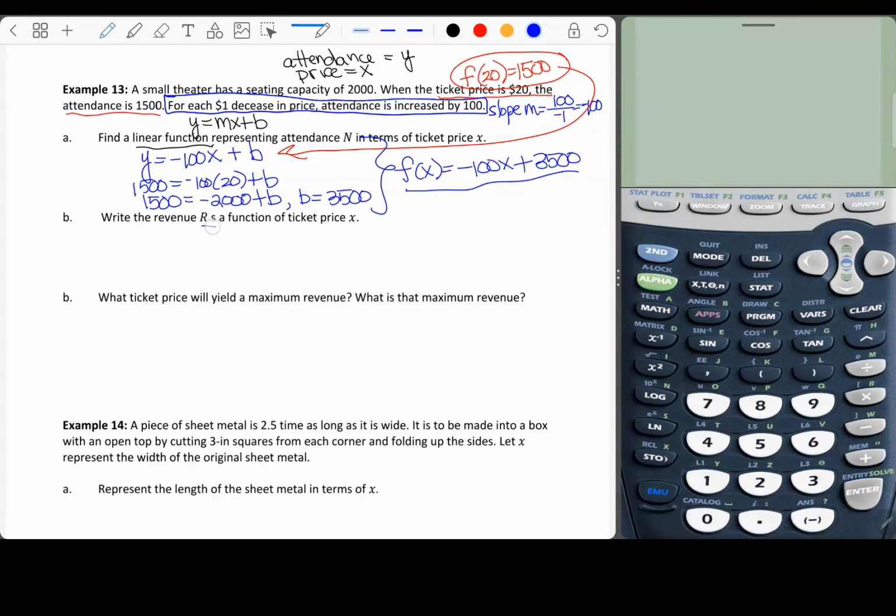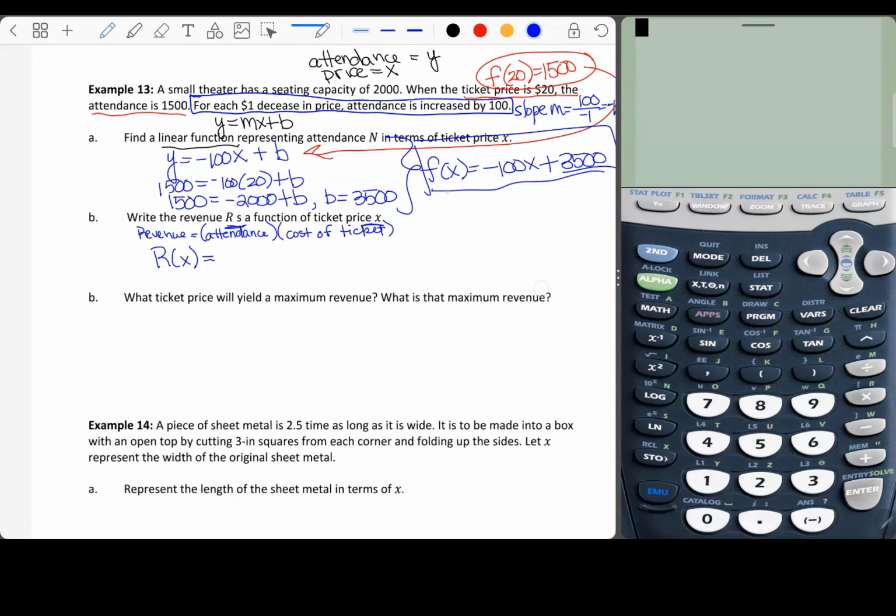On part B, we're asked to write a revenue function based off of ticket price. Well, revenue is how much money you bring in. And in this particular problem, the amount of money that you'll bring in is the number of people that attend, so your attendance, times how much they had to pay to get in. So how much they had to pay for the ticket price. So their cost of ticket.